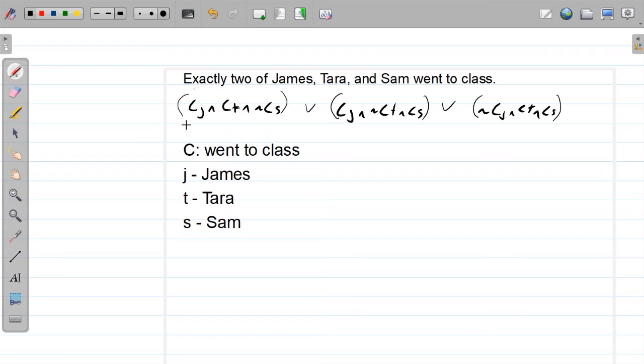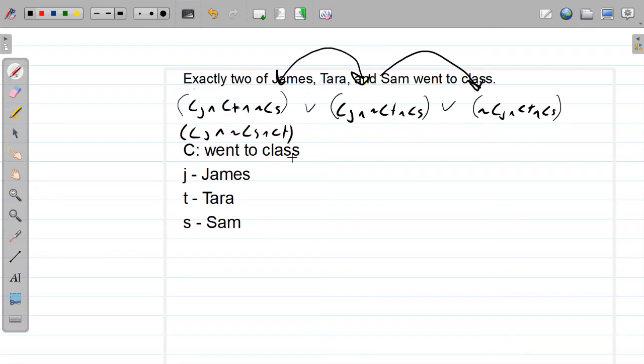So you could say, for example, if you said instead CJ and not CS and CT, that would have been equivalent to this. You can flip the order of these around. These don't have to be in this order. They don't have to be in the same order within each of these. All that has to be the case is that you've got three possible scenarios described with disjunctions between them, and in each one of them you've got the negation on a different one.